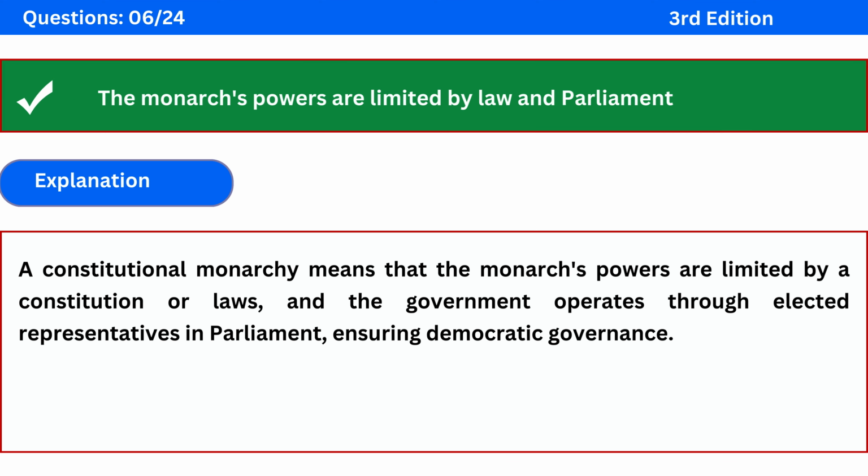The correct answer is the monarch's powers are limited by law and parliament. Explanation: a constitutional monarchy means that the monarch's powers are limited by a constitution or laws, and the government operates through elected representatives in parliament, ensuring democratic governance.